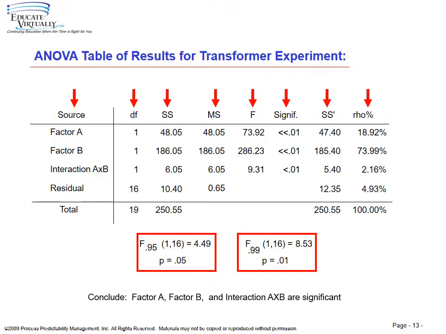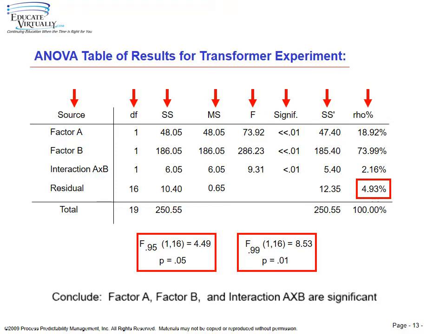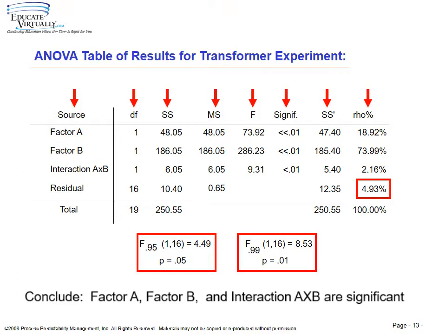We can see that factor A accounted for 18.9% of the variation when it changed from 20 windings to 30 windings. Factor B, the gap distance, when we went from 10 thousandths to 15 thousandths gap, accounted for 74% of the variability. The interaction picked up an additional 2%. The residual, 4.93%, is much less than 50%, so we would say that our experiment was successful. With all of this put together, we can conclude that factor A, factor B, and the interaction of A times B are significant.